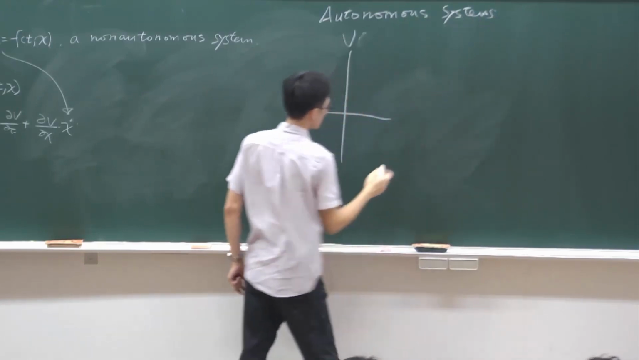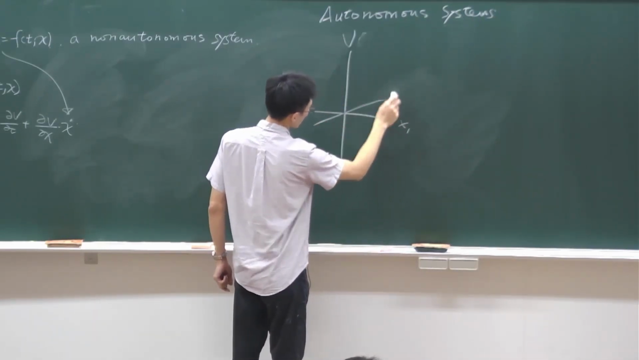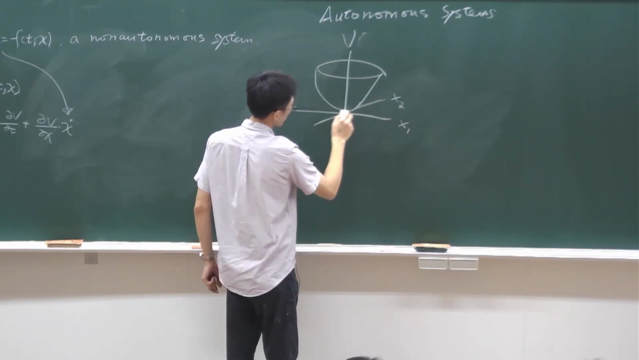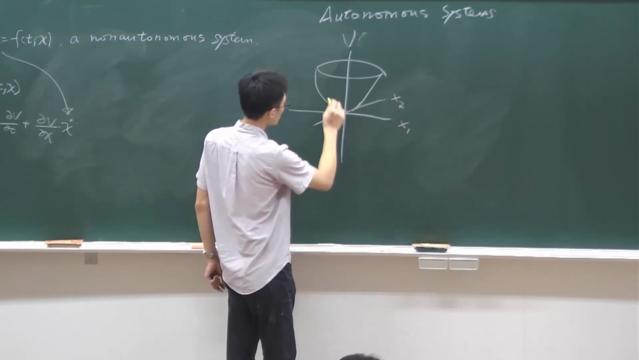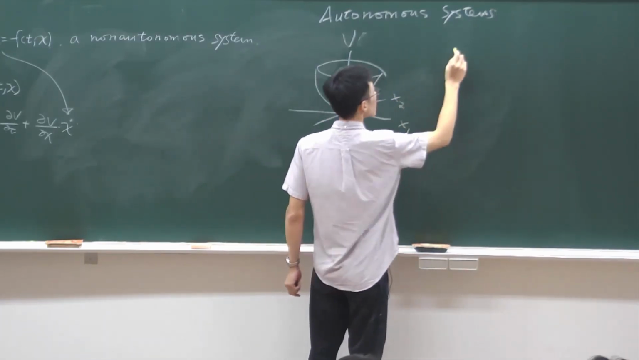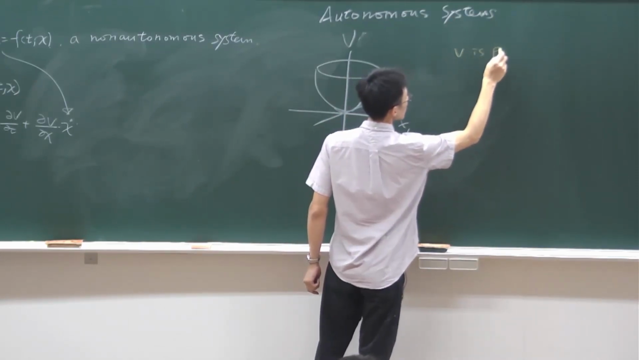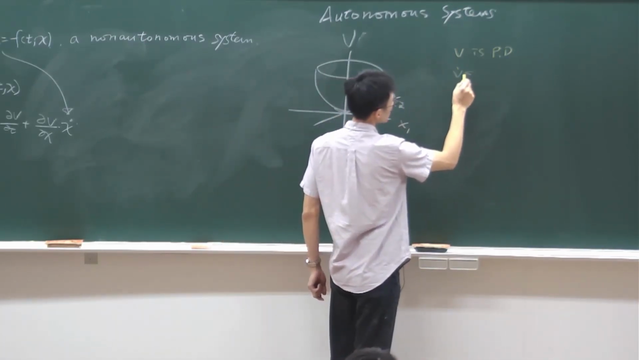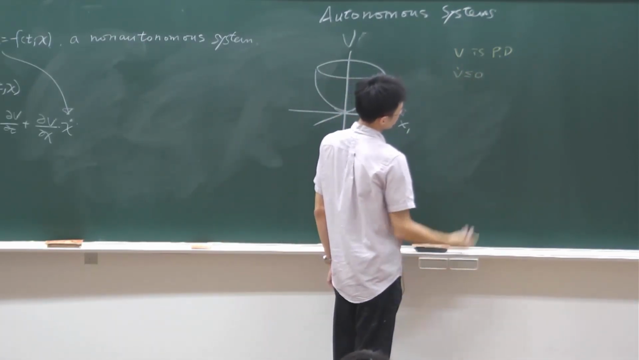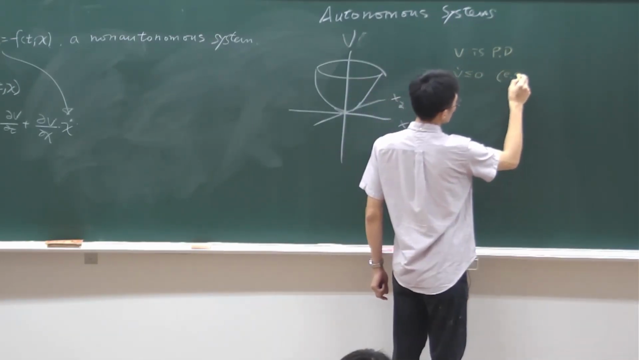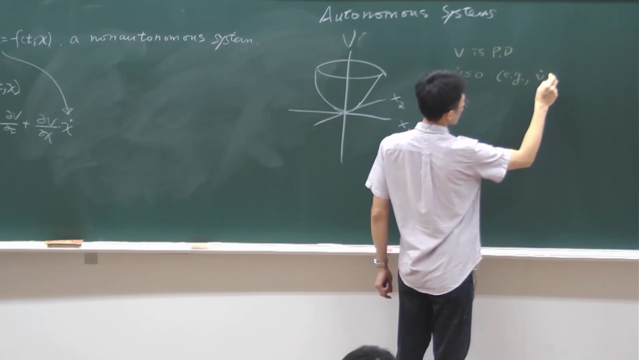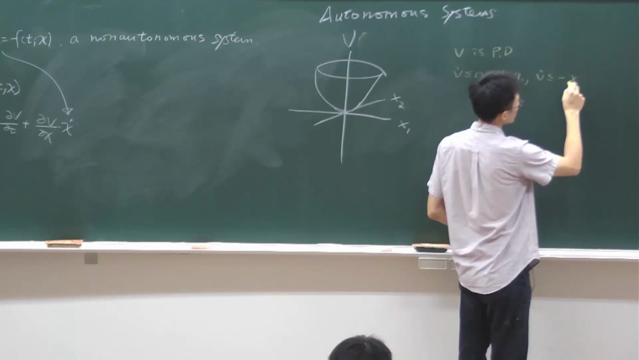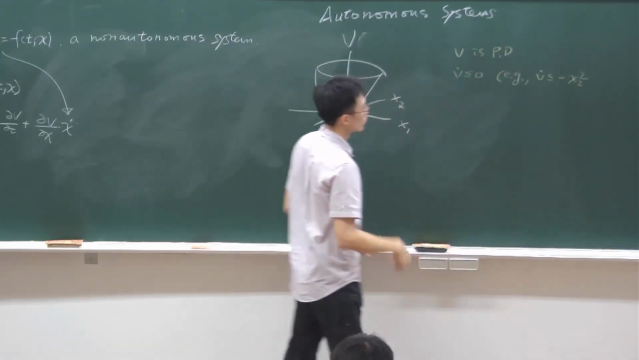For autonomous systems, x1, x2, we find some function that's called the Lyapunov function. And we say if V is PD, which it is because only 0 is 0, and we find V dot is negative semi-definite, for example, for the pendulum case, we have some x2 squared, which is NSD.